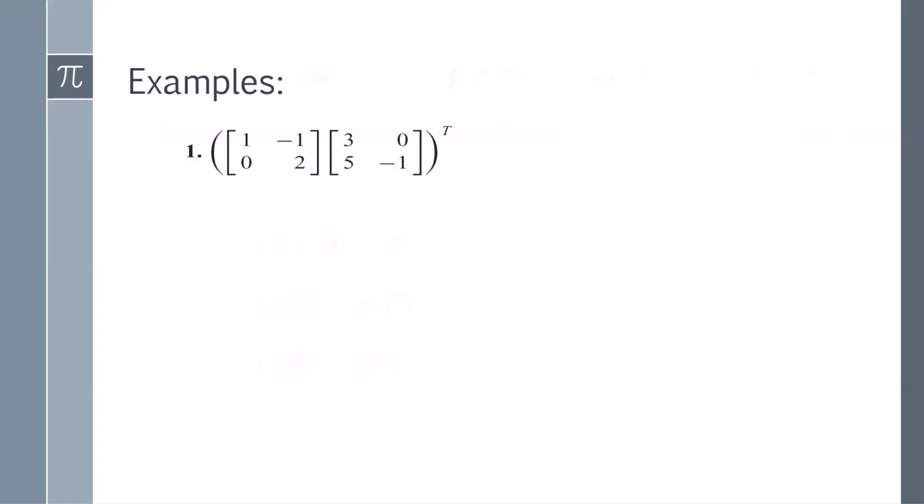So let's first begin by taking the product of the two matrices. So in the 1, 1 entry, we're going to go 3 times 1 plus negative 1 times 5. So we get negative 2. Then 1 times 0, negative 1 times negative 1. So that gives us 1. Next, we'll go 0 times 3 plus 2 times 5. That gives us 10. And then 0 times 0 plus negative 1 times 2 is negative 2. So this gives us the product. We still have to take the transpose. So we take the transpose and we get negative 2, 10 is the first row, and 1, negative 2 is the second row.